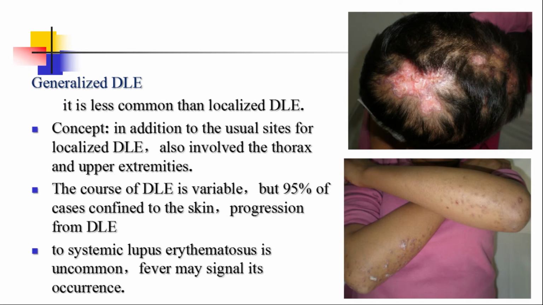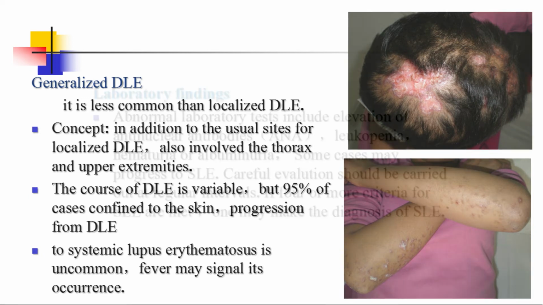Generalized discoid lupus erythematosus is less common than localized discoid lupus erythematosus. Concept: in addition to the usual sites for localized discoid lupus erythematosus, it also involves the thorax and upper extremities. The course of discoid lupus erythematosus is variable, but 95% of cases are confined to the skin. Progression from discoid lupus erythematosus to systemic lupus erythematosus is uncommon. Fever may signal its occurrence.